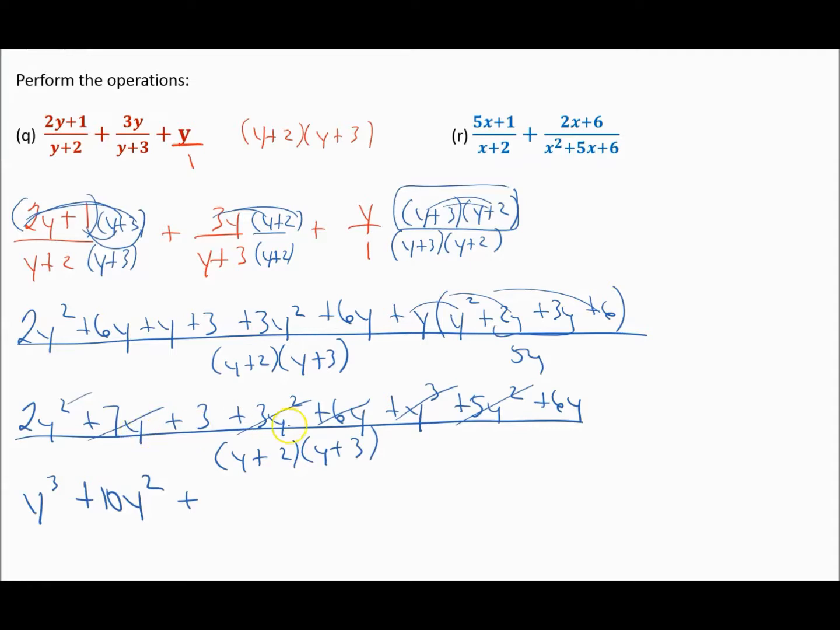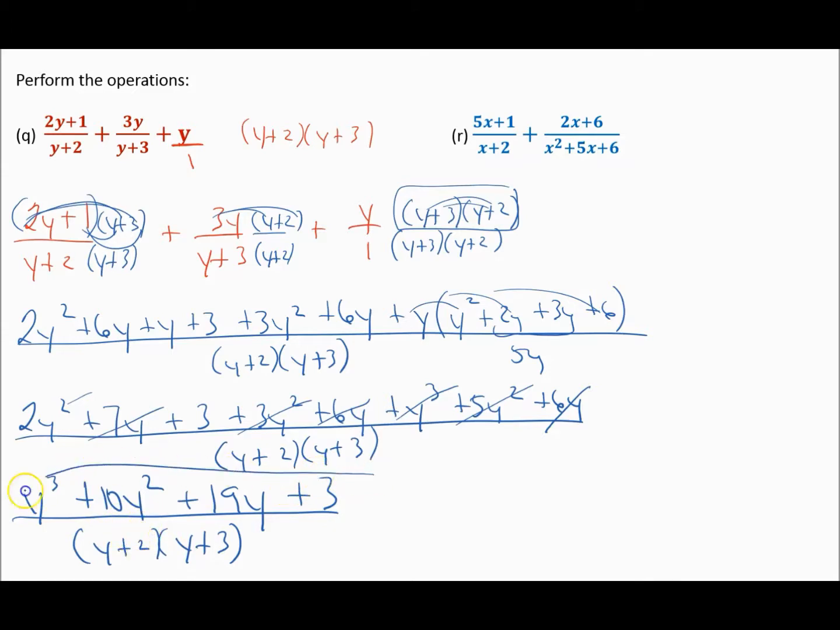I've got 7y plus 6y is 13y plus 6 more y is 19y. That was handled. And then all I have is a plus 3 over my common denominator of y plus 2 times y plus 3. I would attempt to factor that numerator by grouping, but if you look at that for a minute, you'll see that that won't factor by grouping. So we are finished with this problem. No chance of canceling any common factors.